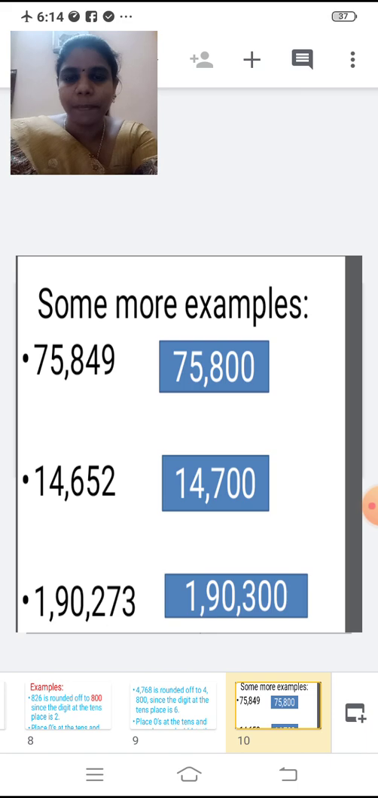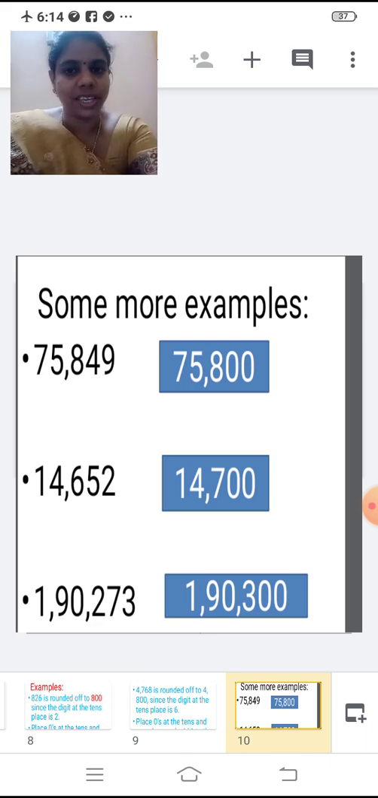So 14,652 is rounded off to 14,700. Last example. 1,90,273. Now we are going to round off this number to the nearest 100. Look at the digit at the tens place. What digit are we having at the tens place?